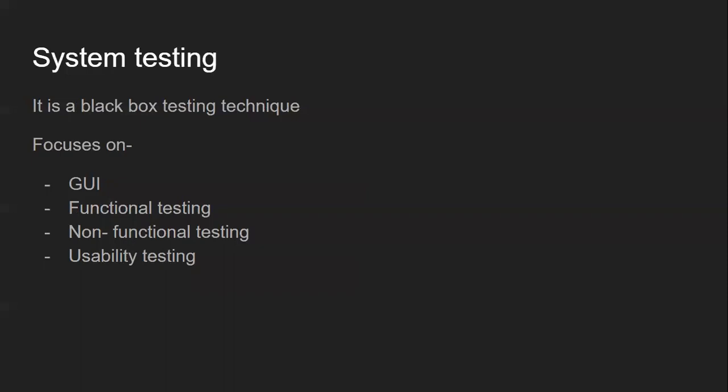System testing is a black box testing technique, as I had already mentioned, and it involves GUI, that is the graphical user interface, functional testing, non-functional testing, and usability testing. GUI, we already know, is the graphical representation of a particular system, and all of that is tested. In functional testing, the whole functionality and behavior is tested. Non-functional testing involves different aspects like security and performance testing for an application. And usability testing is nothing but testing documentation or other detailed guides and manuals available with the product, to see if they are usable enough.